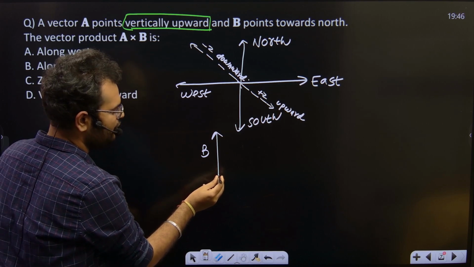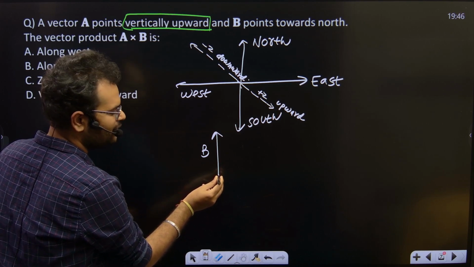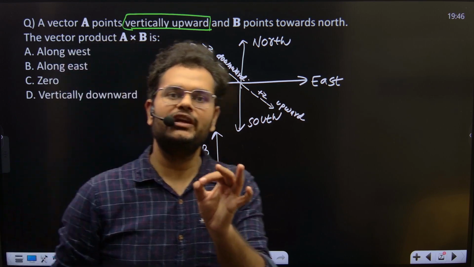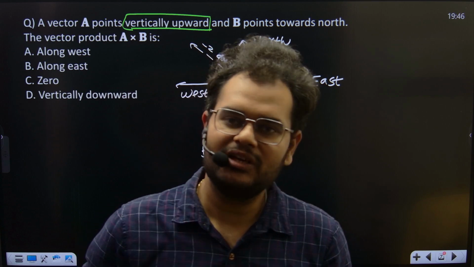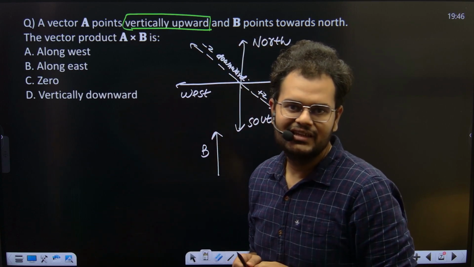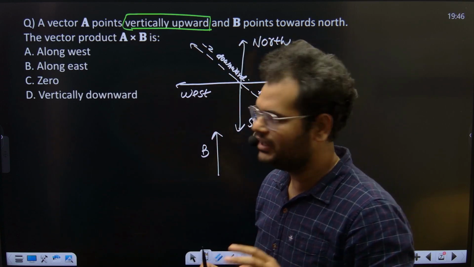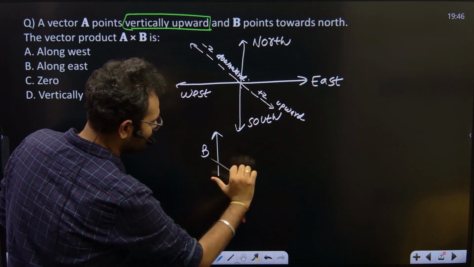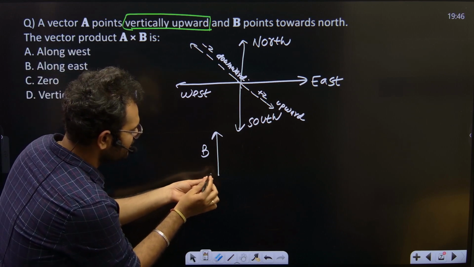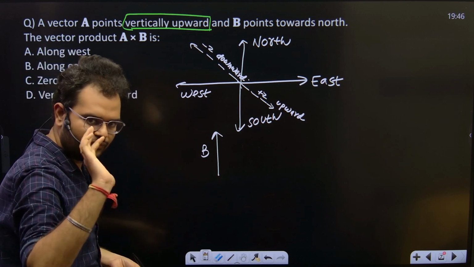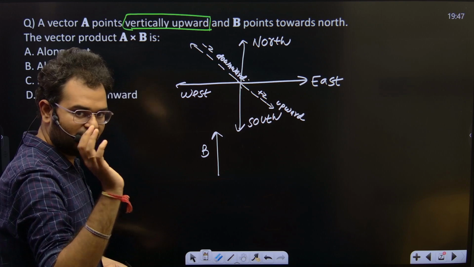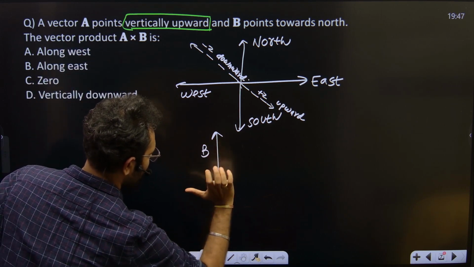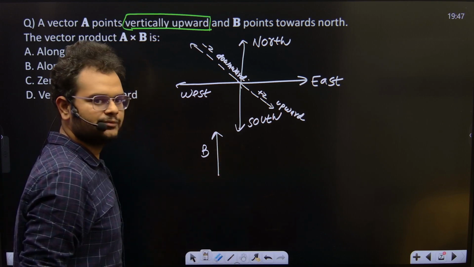Now listen carefully. My cross product will be perpendicular to both A and B. Just now I have told. What is perpendicular to both Z axis and Y axis? You tell me. Either plus x or minus x. Are you getting it? That means either my C vector is towards east or towards west. Then how to go about it? Simply see where your fingers are going from A to B, then what is the direction of the thumb? If I am going from A to B, then the thumb is pointing towards west.